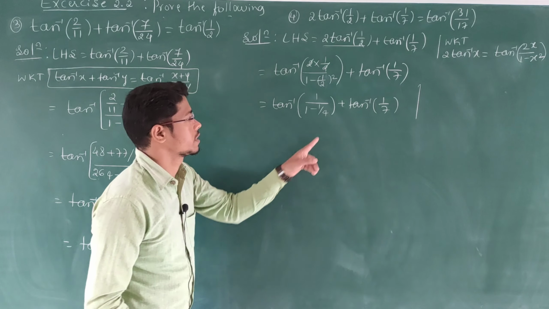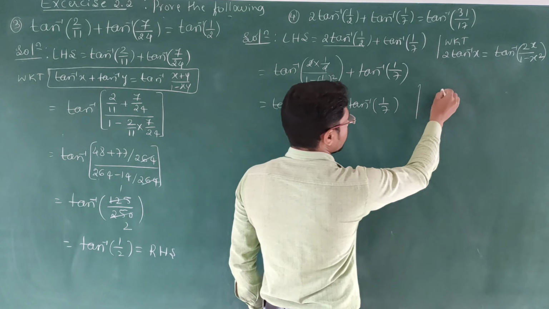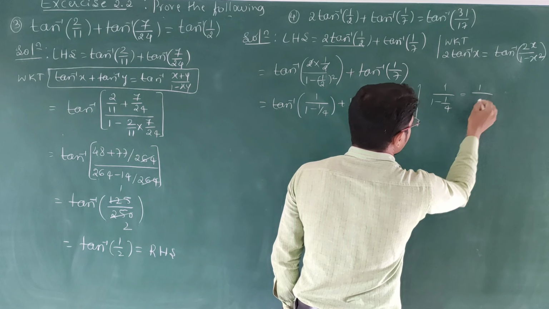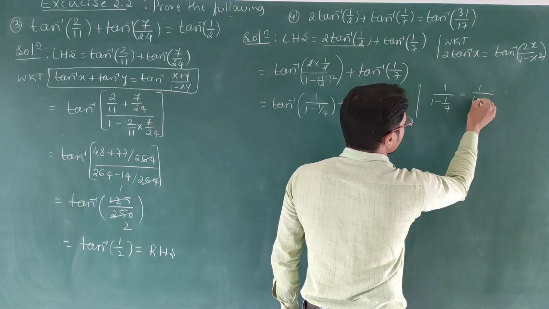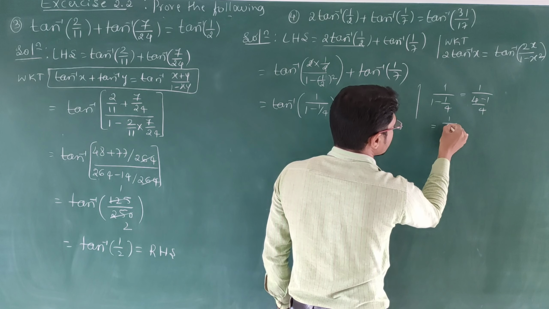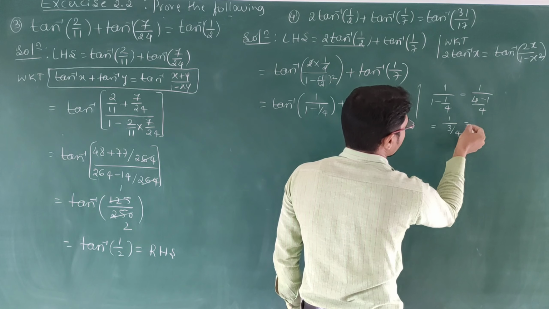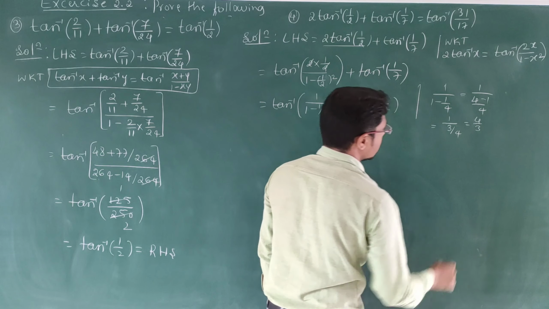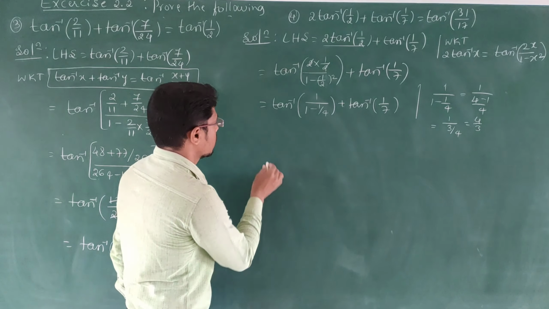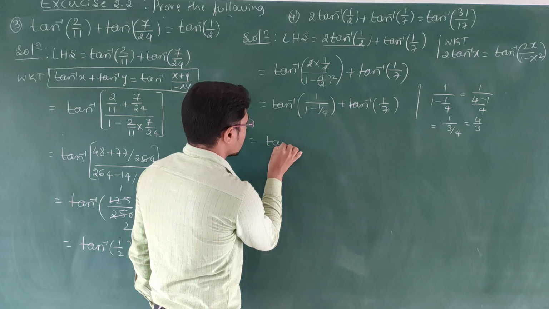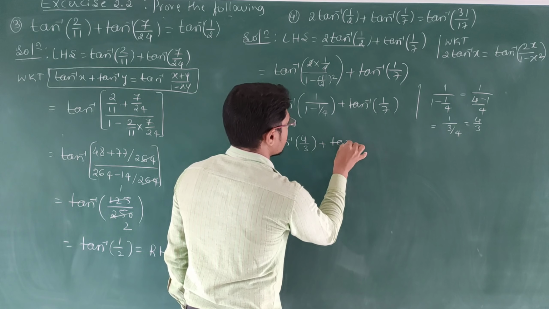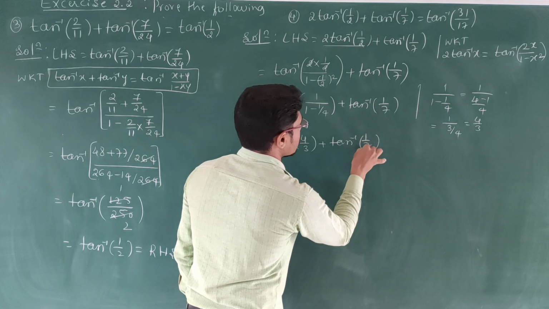See here, so its calculation I will do here. 1 divided by 1 minus 1 by 4 is equal to 1 divided by 4 minus 1 over 4, which is 1 divided by 3 by 4. 4 will come in the numerator, 4 by 3. So its value is 4 divided by 3. This is equal to the tan inverse of 4 by 3 plus tan inverse of 1 divided by 7.